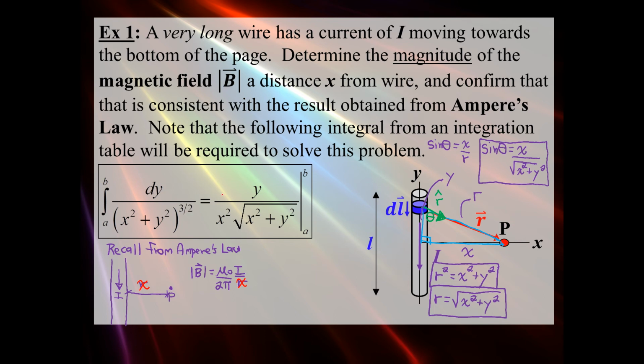And the last thing before we move forward is we're going to have to use this integral off of an integration table as well. So in addition to it being horrible using the Biot-Savart law, you'd also have to know this integral from an integration table to solve it. I'm really trying to drill home the point that if you have a situation like this, a straight current carrying wire, and you want the magnetic field due to it, use Ampere's law. But let's see what happens when we use the Biot-Savart law now.